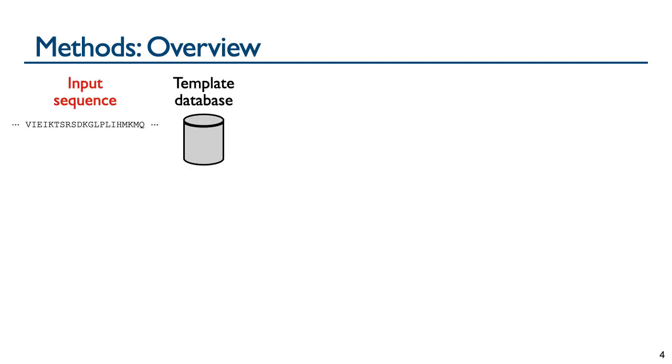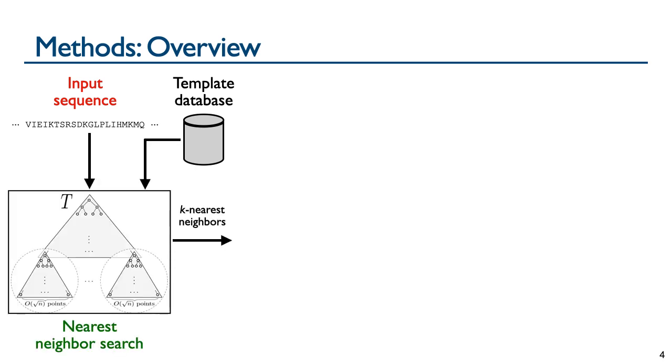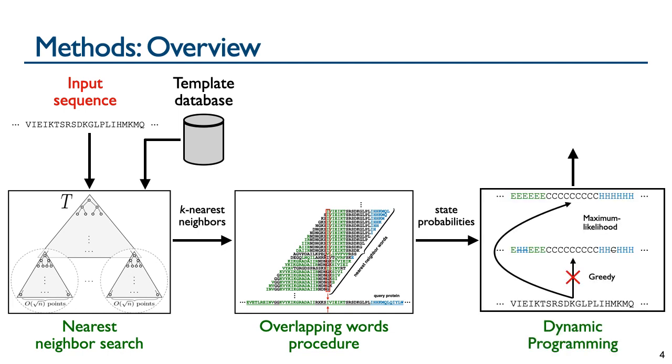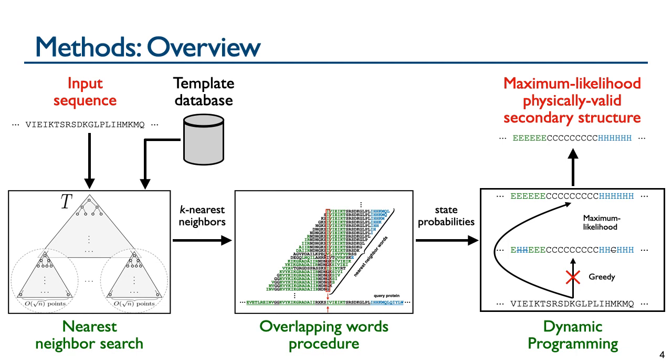Given an input amino acid sequence and our preprocessed template database, we perform nearest neighbor search on words from the input sequence to find their nearest neighbors from the template database. These nearest neighbors are given to an overlapping words procedure that combines the secondary structure sequences from the template words to estimate structure state probabilities at residues. These state probabilities are fed into a dynamic programming algorithm that does not output a greedy prediction that simply chooses the state with highest probability, but instead computes the physically valid structure of maximum likelihood. This maximum likelihood prediction is output by nnessy.